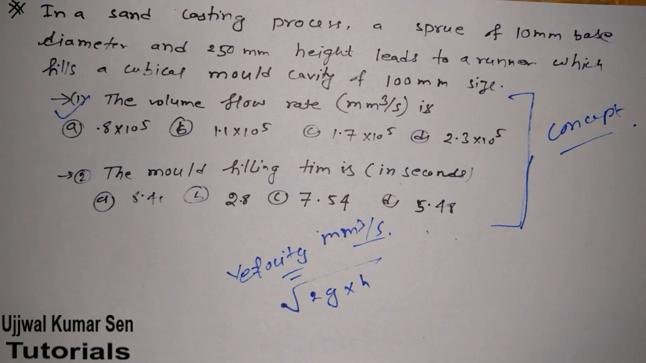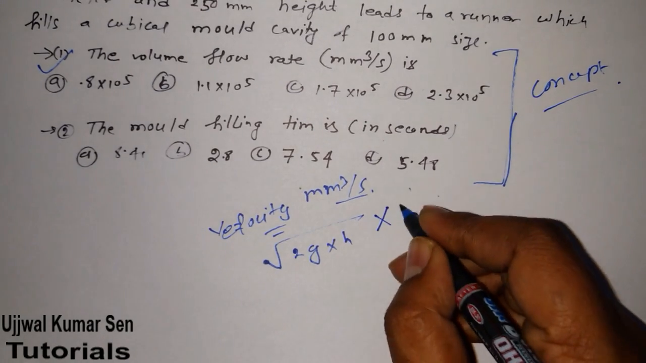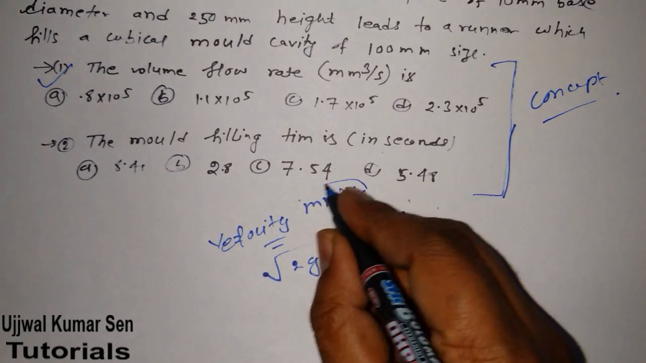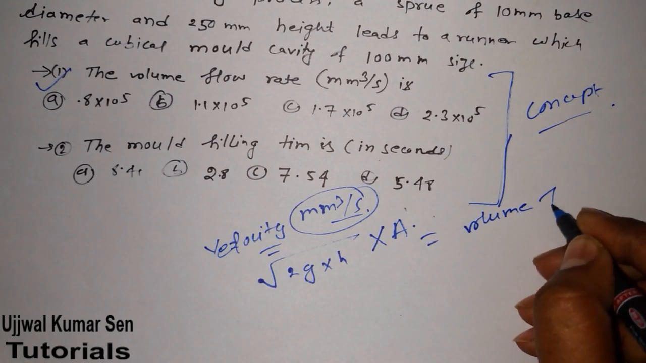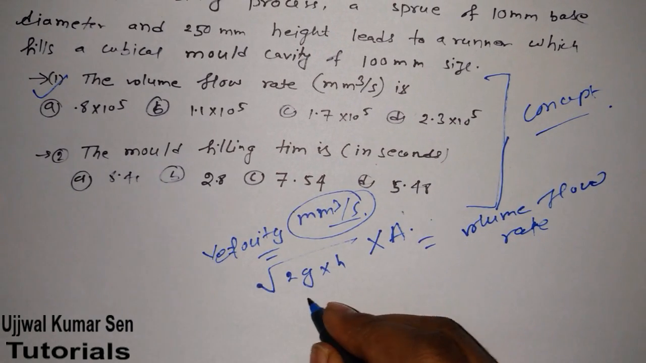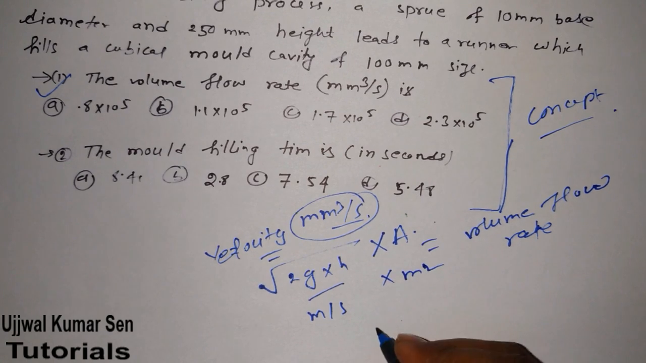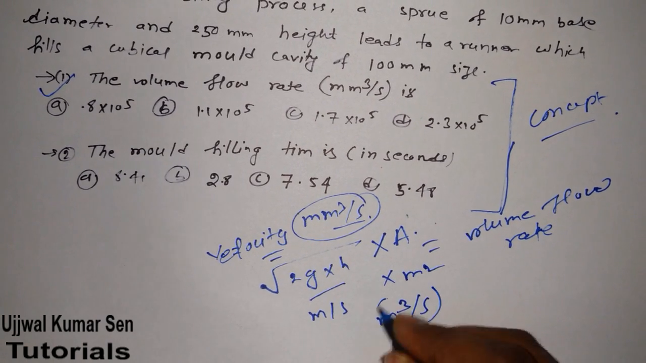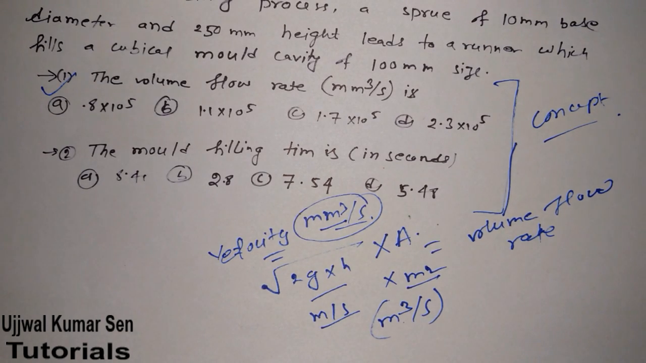Its formula is root of 2g into h, that gives velocity. For finding out velocity, root of 2gh. Now what we have to do? We have to multiply this velocity with area to get the volume flow rate.